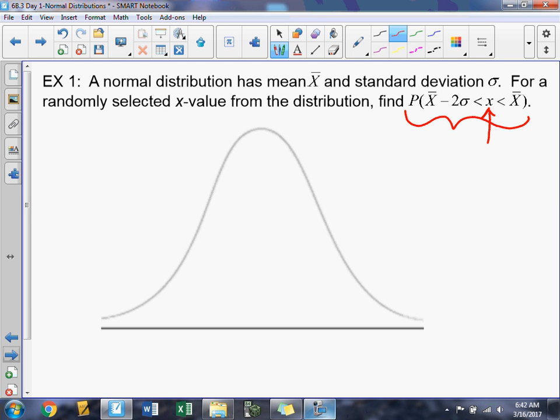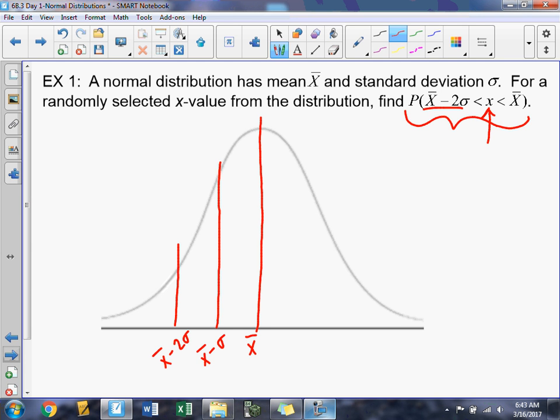So every time you have a problem with normal distribution, you want to draw this normal curve. So we're going to draw the middle line in. That's the mean, x bar. Okay. Then it says x minus 2 sigma. Okay, that means we're subtracting 2 standard deviations. So x bar minus 1 sigma, x bar minus 2 sigma. Okay, and then it says up until the mean. So what we have is the part we want. We want it between x bar minus 2 sigma and x bar. So we're looking for this area.